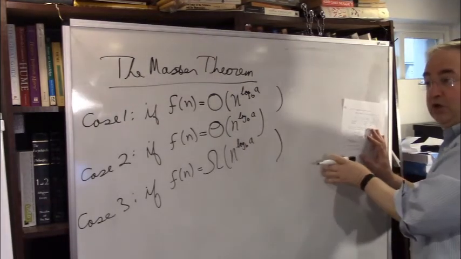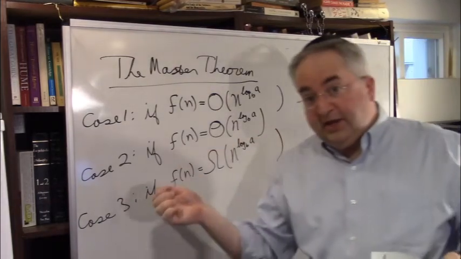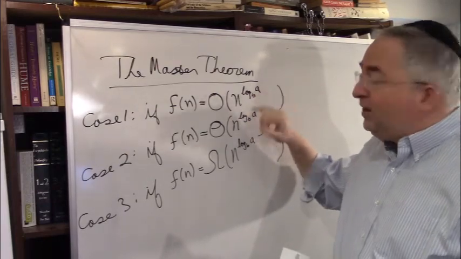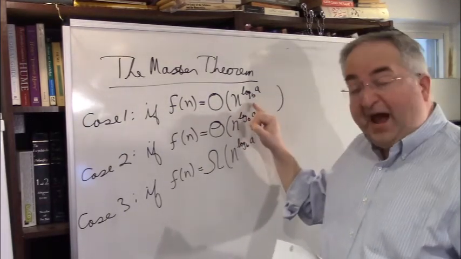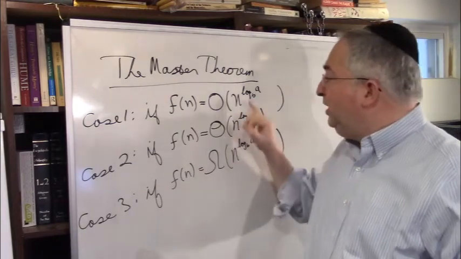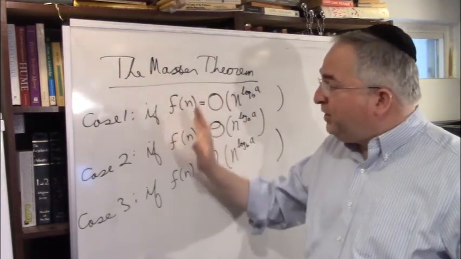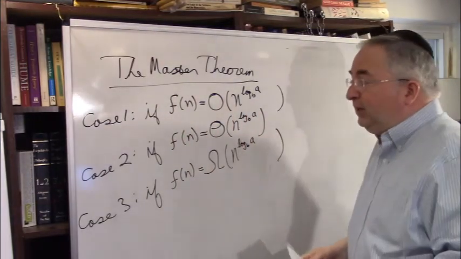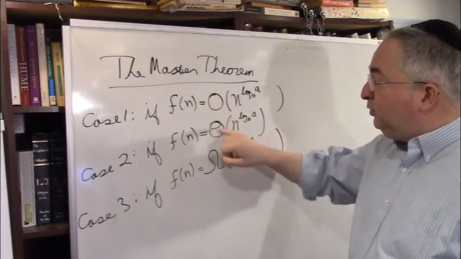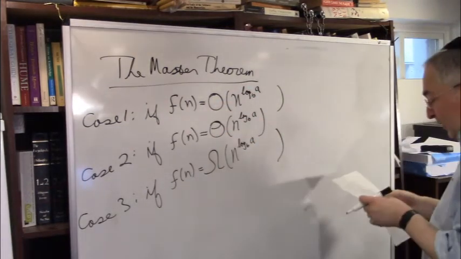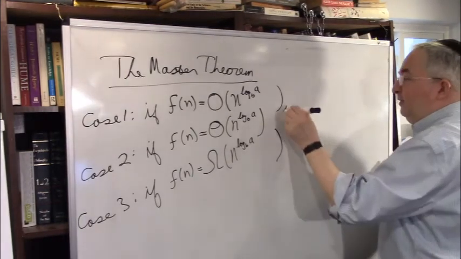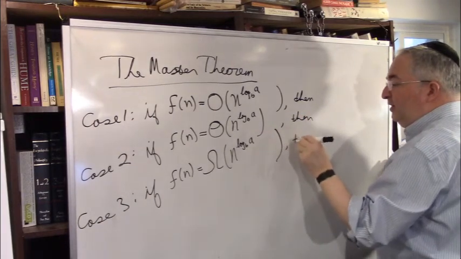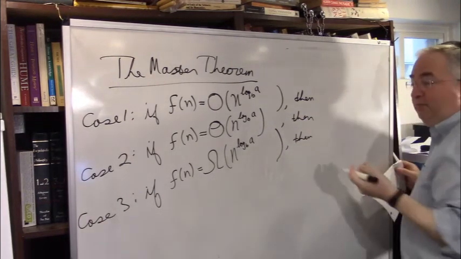Again, you're going to have those two things. The log base b of a tells you the size of the tree. b is the height of the tree, a is the width of the tree. We're going to compare what you're putting on the tree to the size of the tree, and you have three possibilities: either it grows slower, equal, or faster. Then for each one of them we write comma, then, comma, then, comma, then. And what's the purpose of the Master Theorem?